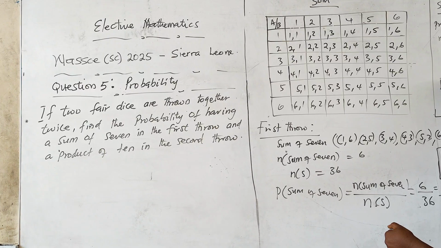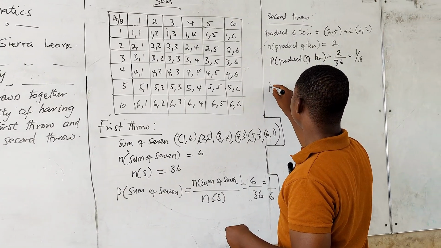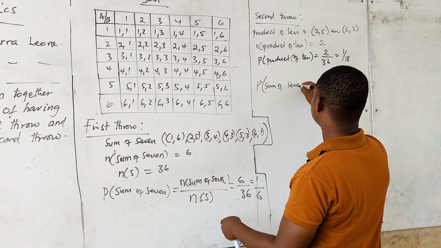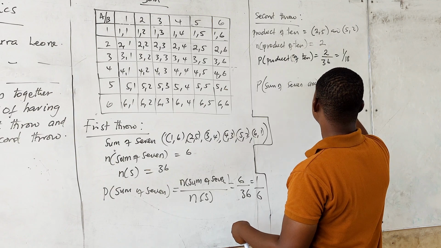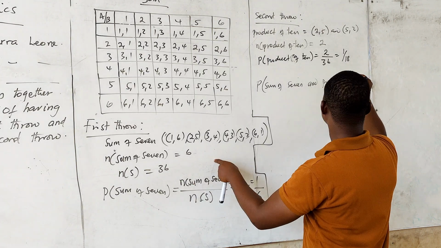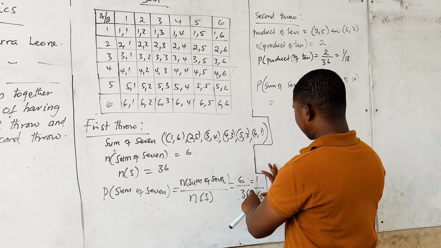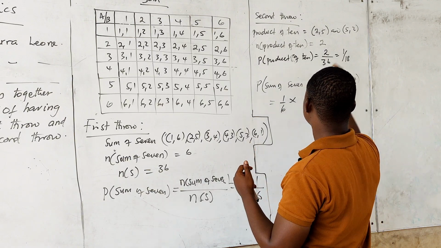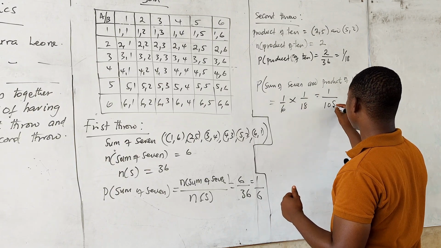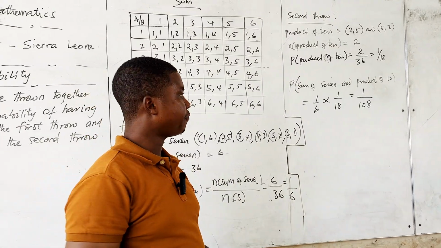Okay, so the probability P of sum of 7 and product of 10 is equal to 1 out of 6 times 1 out of 18. And this will give you 1 out of 108. And that is the solution to question number 5.